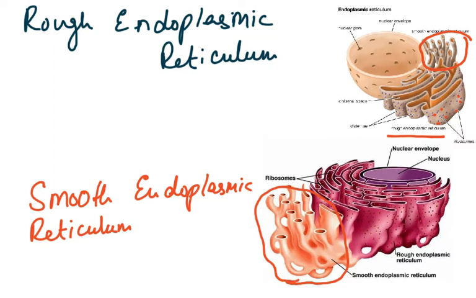All this is the part where you can see the smooth endoplasmic reticulum, which does not have any ribosomes, and the function of this is lipid synthesis. This is very commonly found in the ovaries and the testes, where the steroidal hormones are made.